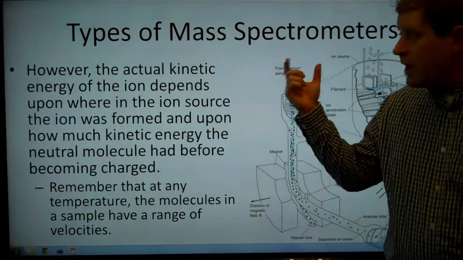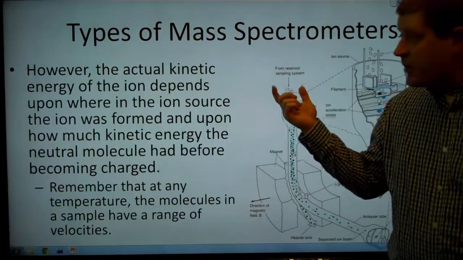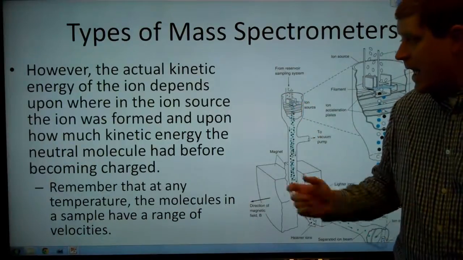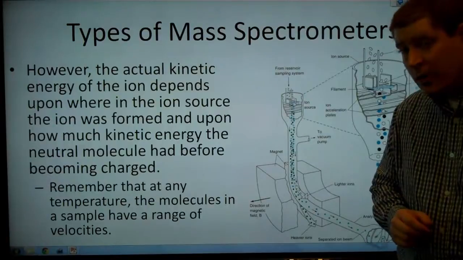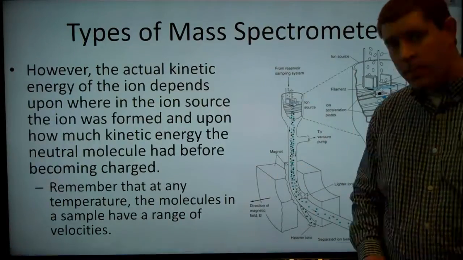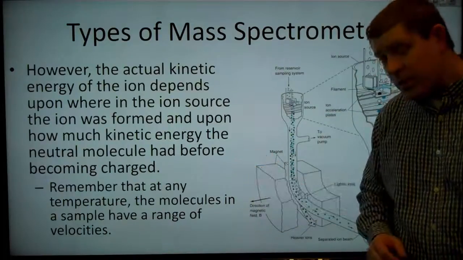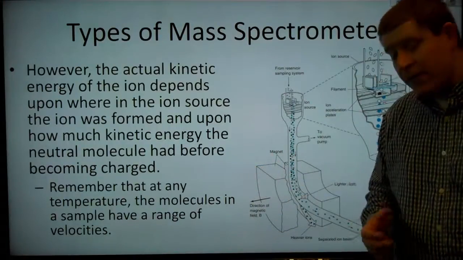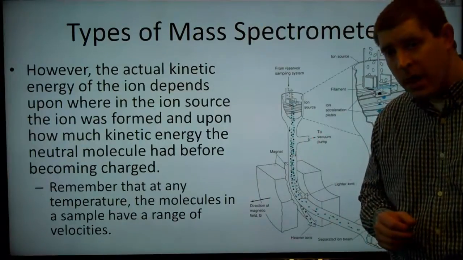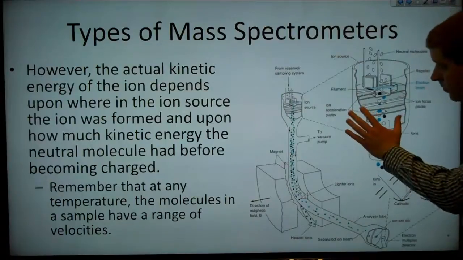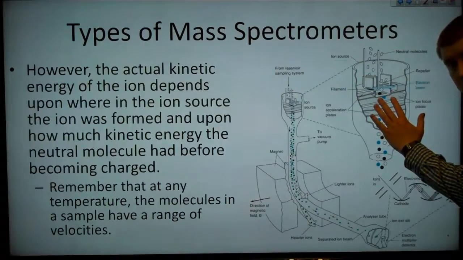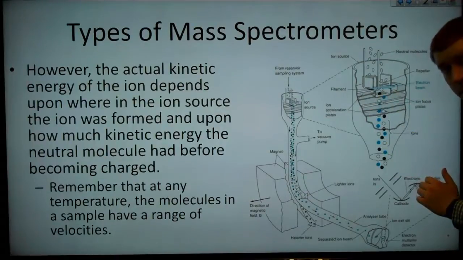But the actual kinetic energy of the ion depends upon exactly where in the ion source the ion was formed and upon how much kinetic energy the neutral molecule had before it was charged, before that neutral molecule was ionized. Now remember that at any temperature, the molecules in a sample have some range of velocities. All of those molecules are not traveling at the same speed. And thus, in our ion source here, we have some molecules that are closer to the ion acceleration plates. We have some molecules that are farther from the ion acceleration plates.